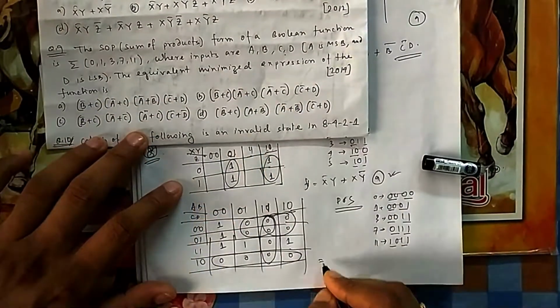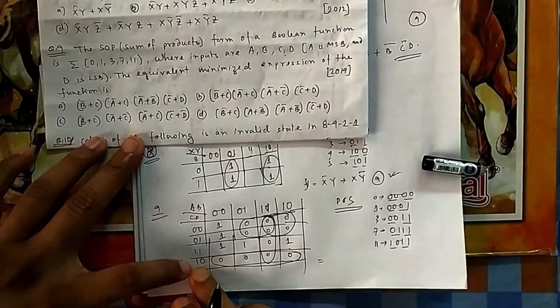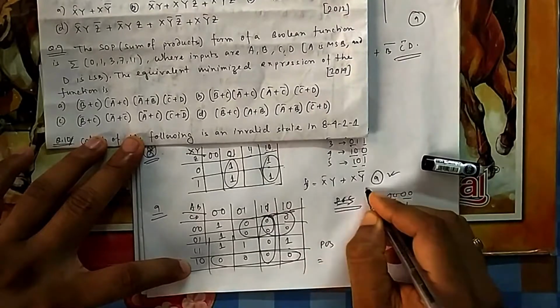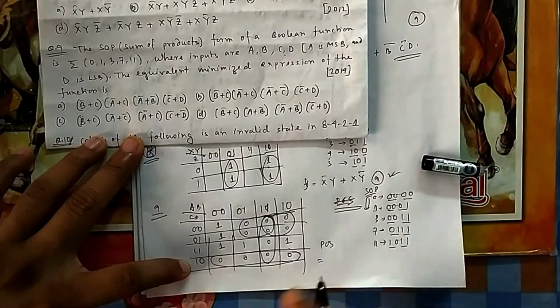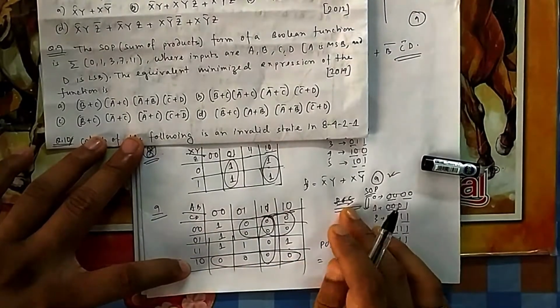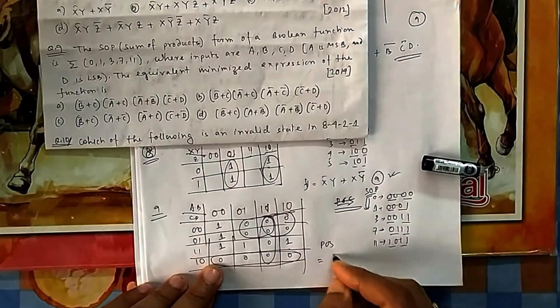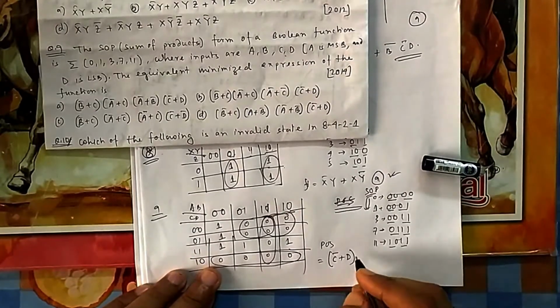Okay. So if I start with this one first, which is not changing, this is not changing. Remember, I am writing POS. This is SOP given. For these positions, they are 1. So for POS, I am taking zeros, and everything gets reversed. It's just the reverse of what you have done in SOP. So this one, which is not changing, C and D. So it is C bar D.